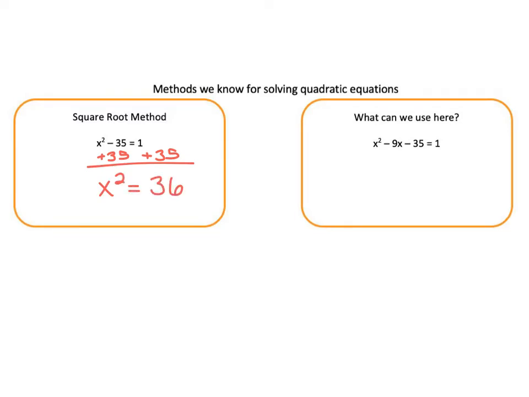How do I solve it? I take the square root of both sides, and the moment I do, I need to remember that there are two solutions, plus or minus 6. Remember that this would be the x-intercepts of the corresponding function.